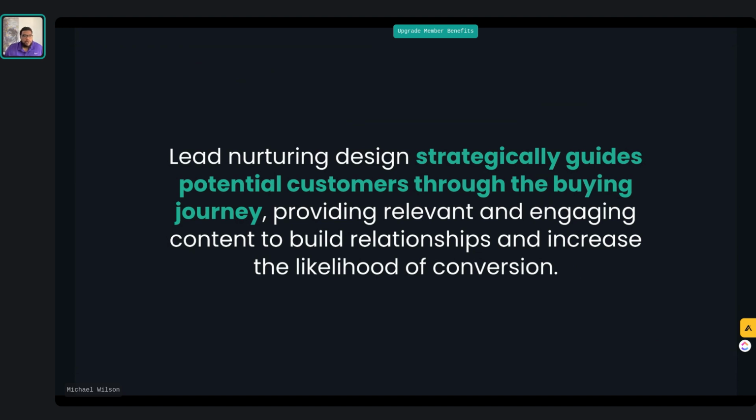When we think about a buyer's journey, what that might look like, you may have someone who may be aware of their challenge or may not be aware of the challenge. They may be aware that there's a solution out there, or they may not be aware there's a solution out there, right? And so these nurturing campaigns are typically designed to do a couple of different things.